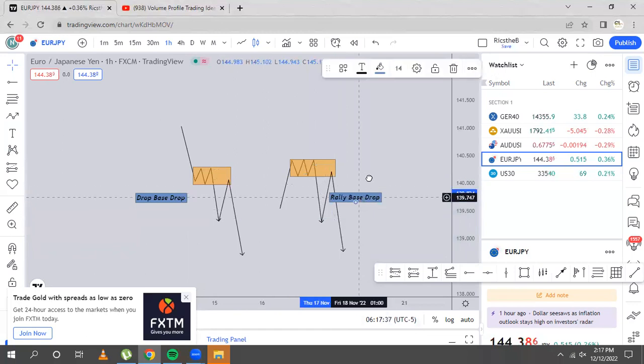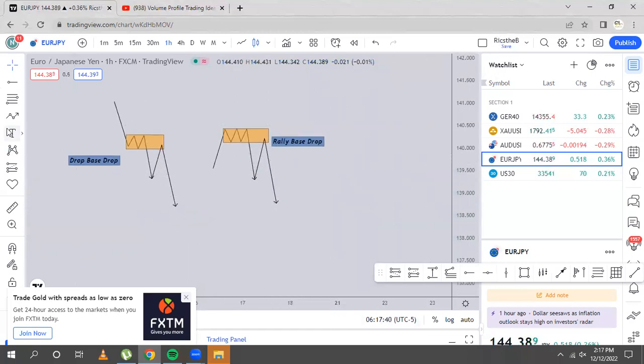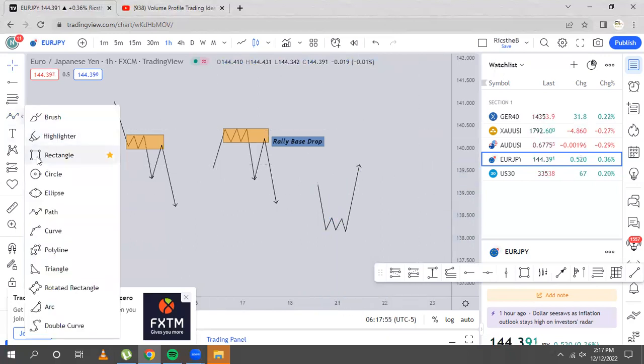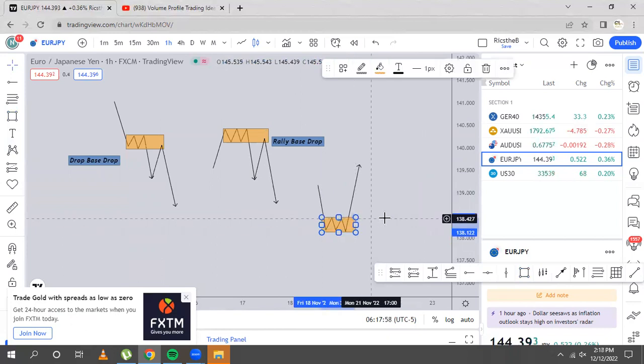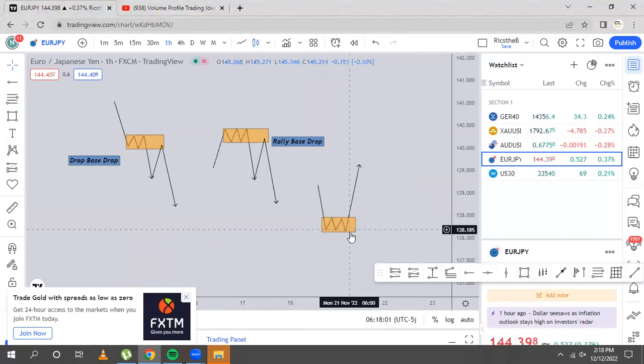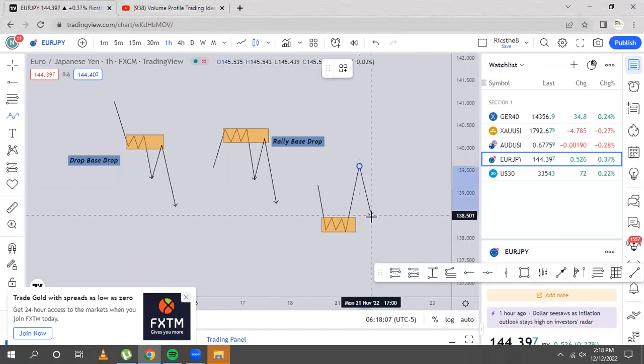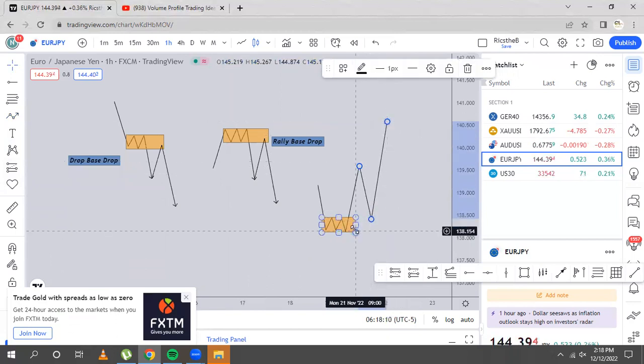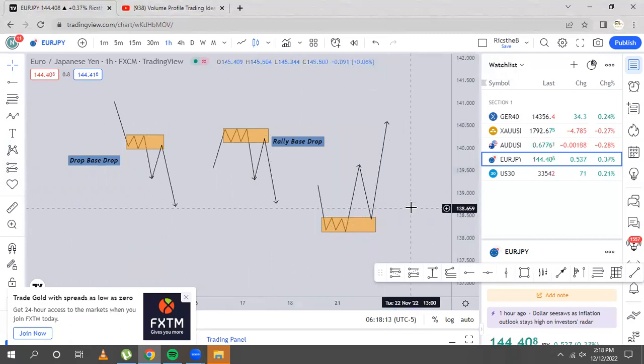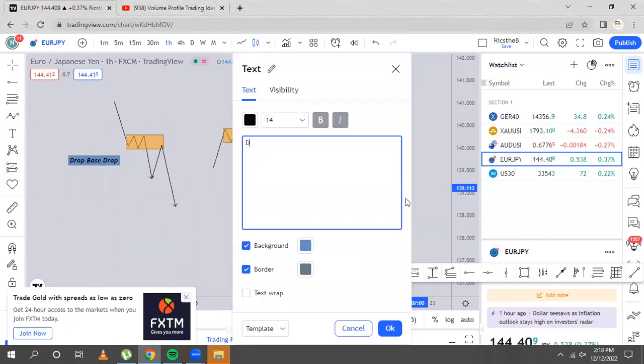Then on demand, I'll be speaking on this type of demand referred to as drop, base, rally. Again, this is the base. So this is the drop, this is the base, and this is the rally. In most case scenarios, we'll see price tend to gravitate towards this point, then these people right here tend to defend their prices. Then this is the rally.